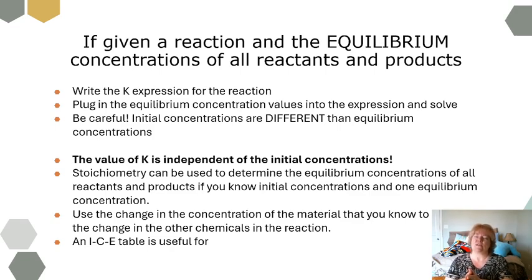So if I'm given a reaction and I'm given the equilibrium concentration of all the reactants and products, remember, not the initial, because at the beginning, before the reaction has started, the initial concentrations may be different. The equilibrium concentration is the one when it reaches equilibrium and it's no longer changing. So if I'm given equilibrium concentrations, watch for that word, and I'm told the reaction, I can write out the K expression for the reaction and then plug in the equilibrium concentrations into that expression and solve for it.